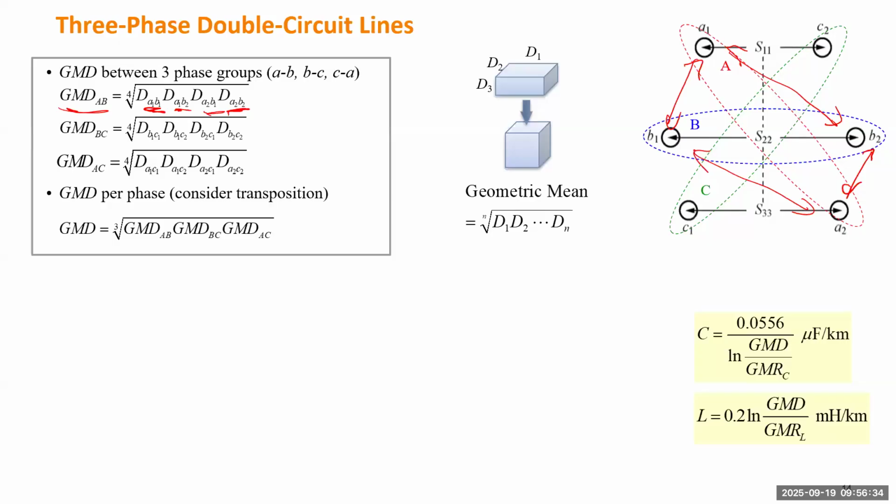Similarly, you can calculate GMD BC and GMD AC, and the final GMD will basically be another level of geometric mean value calculation. We calculate the product of those 3 GMDs, and then we take the cube root to get their average. So that gives you the final GMD.